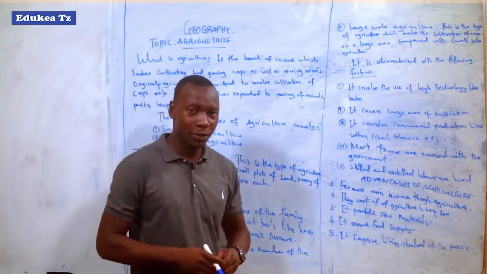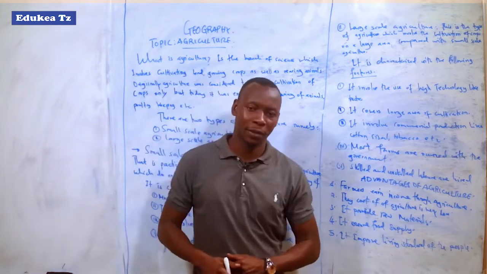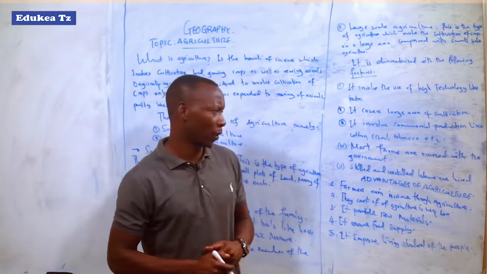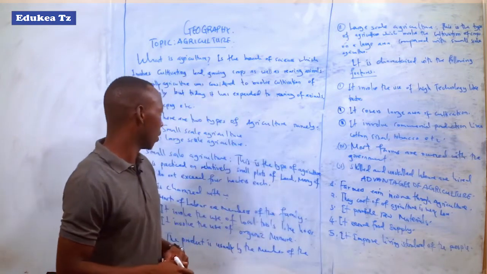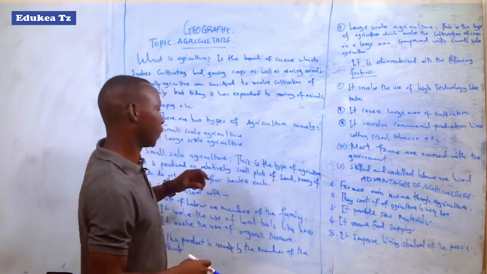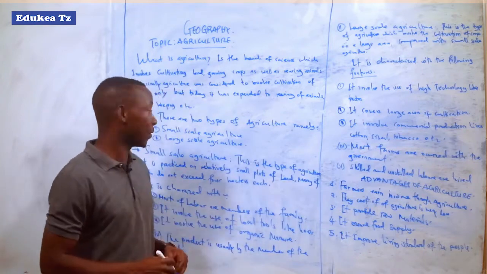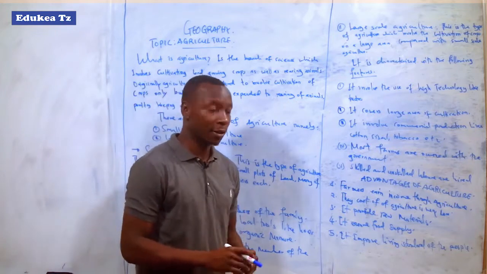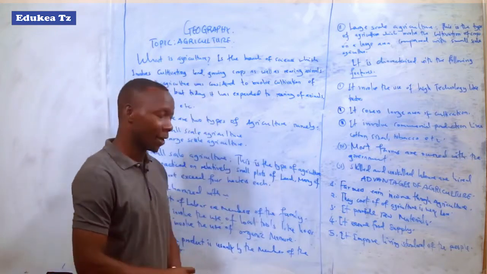Types of agriculture practiced on a piece of land or in a particular area are of two types. First is small scale agriculture. The second is large scale agriculture.